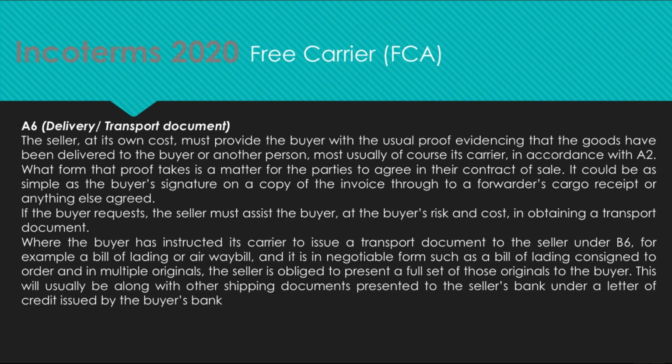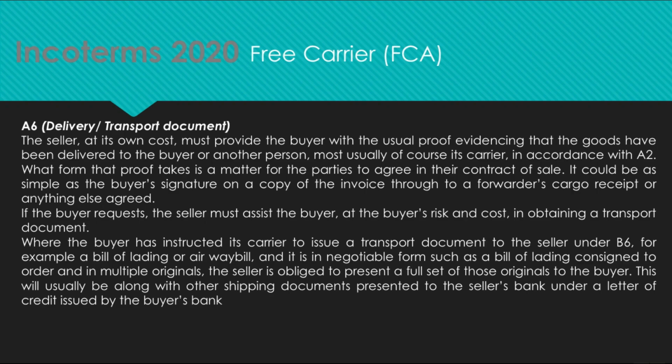The seller at its own cost must provide the buyer with the usual proof evidencing the goods have been delivered to the buyer or another person, most usually, of course, its carrier, in accordance with A2. What form that proof takes is a matter for the parties to agree in their contract of sale. It could be as simple as the buyer's signature on a copy of the invoice through a forwarded cargo receipt or anything else agreed. If the buyer requests, the seller must assist the buyer at the buyer's risk and cost in obtaining a transport document.